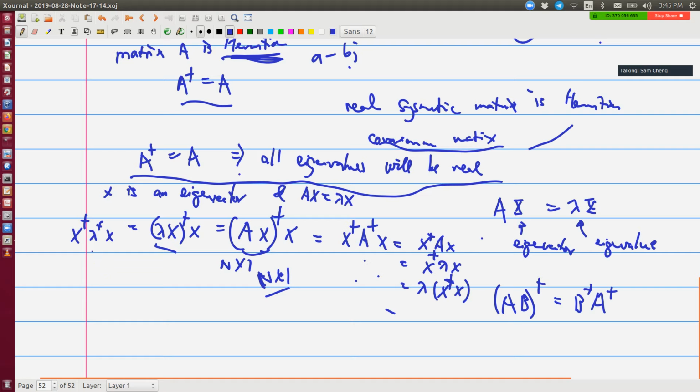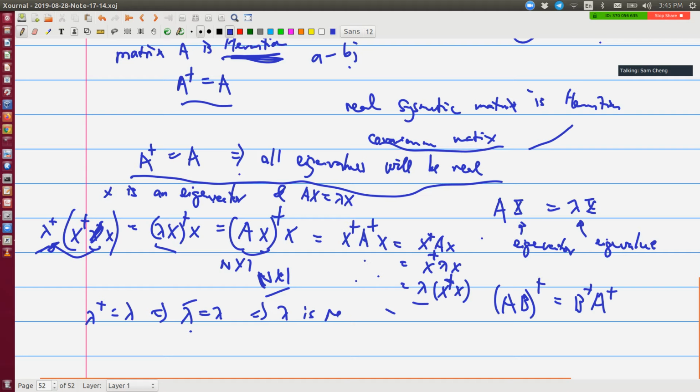But lambda Hermitian is just a number, so I can put it out anyway. So I have lambda Hermitian here, the same as that. Since the Hermitian is just transpose and conjugate, and lambda is just a number, that means just the conjugate. So I have lambda Hermitian equal to lambda. That means the conjugate of lambda is equal to lambda itself, which means that lambda is real.